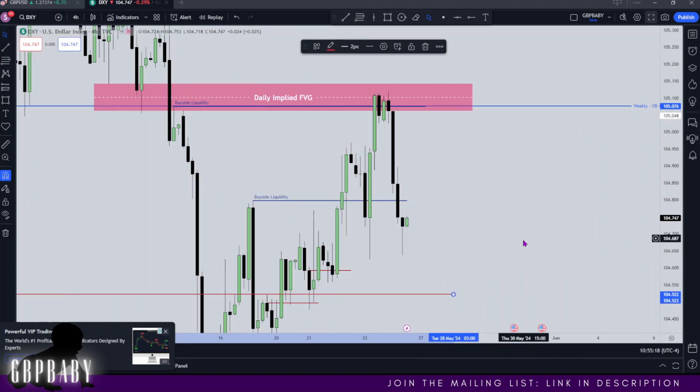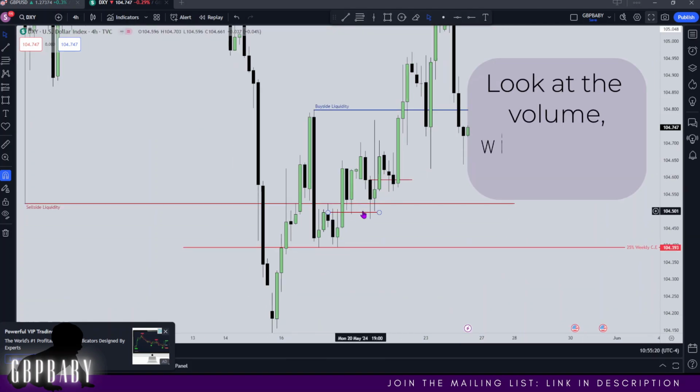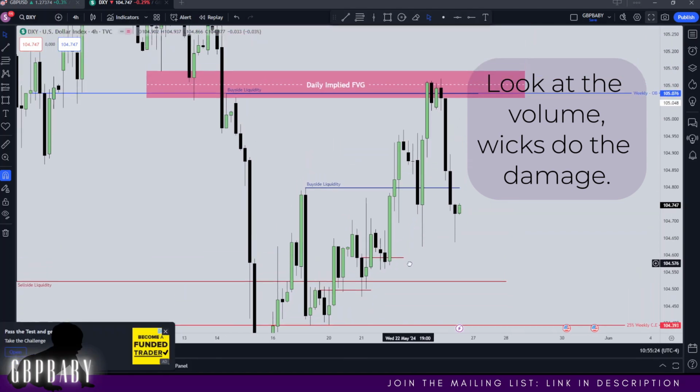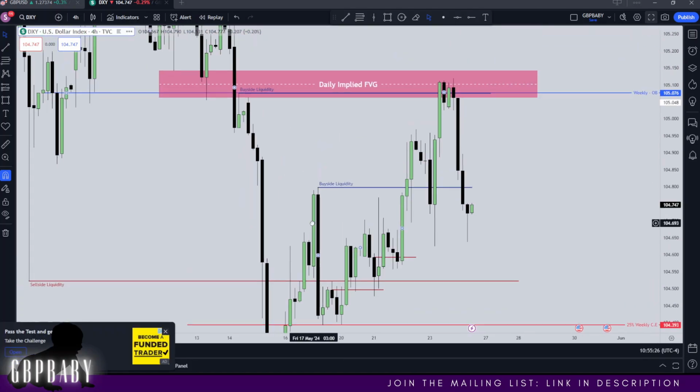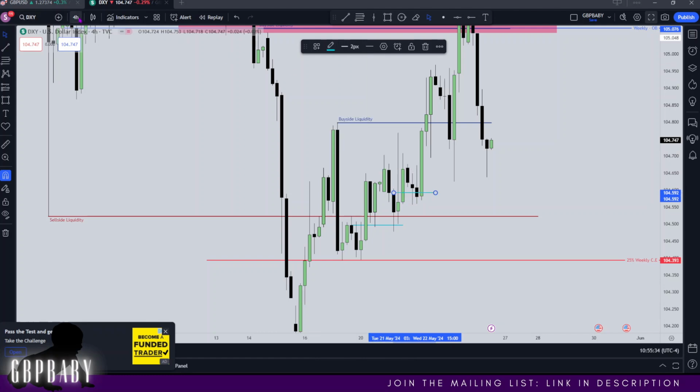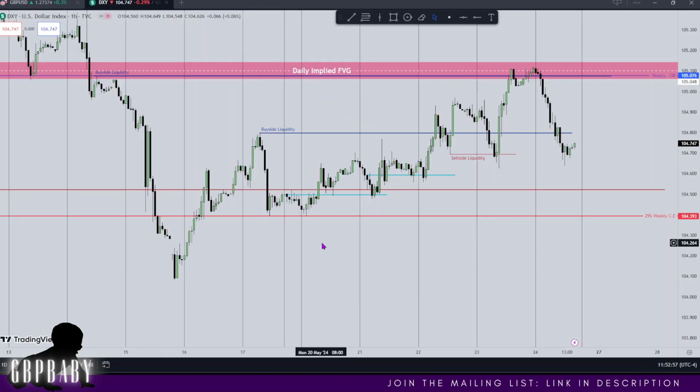Like look at the volume of the candles. Forget the wicks for now. Look at the volume. Respect, respect, respect, until we reach our target. And let's drop down to the hourly with the daily dividers. So here we are on the hourly.